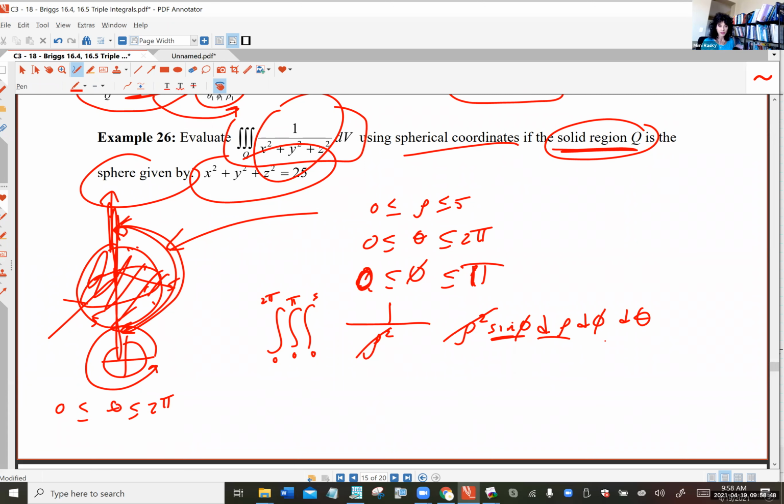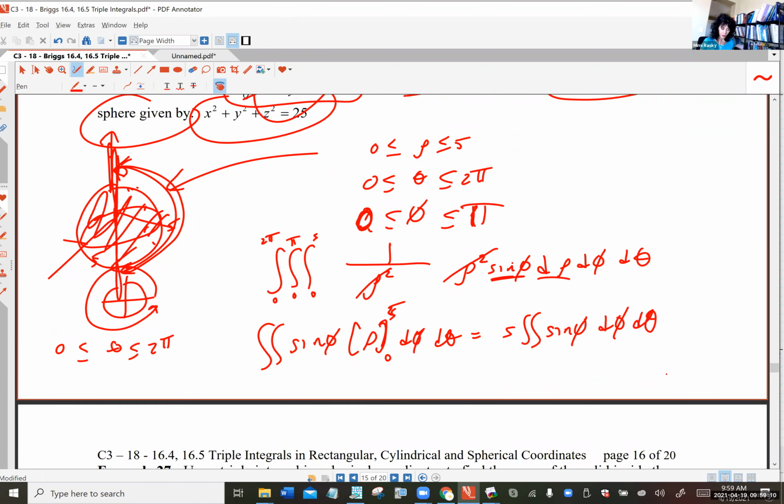What's the integral of sine phi with respect to rho? Well, sine phi is constant, so you only have to worry about the rho going from 0 to 5. But that's just going to be equal to 5. So I'm just going to pull the 5 out in front of the integral. Now I have a double integral. That's all that's left right now. And we're going to integrate sine phi with respect to phi. That's pretty easy. It'll be negative cos, and we'll evaluate negative cos between the limits of 0 and pi.